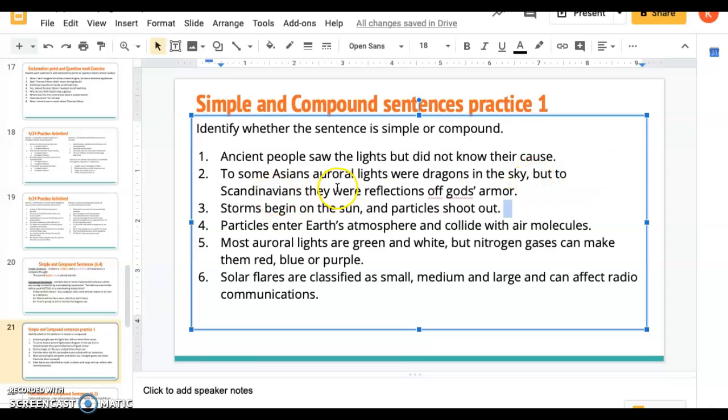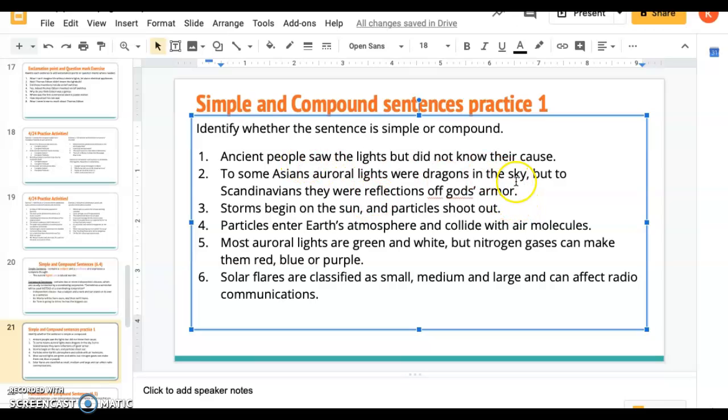Okay? To Scandinavians, they were reflections off God's armor. Now here again, we're talking about Scandinavians and what the lights meant to them. By itself, they can say Scandinavians thought, right? Scandinavians thought they were reflections off God's armor.